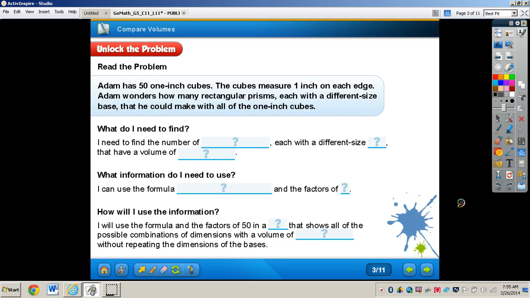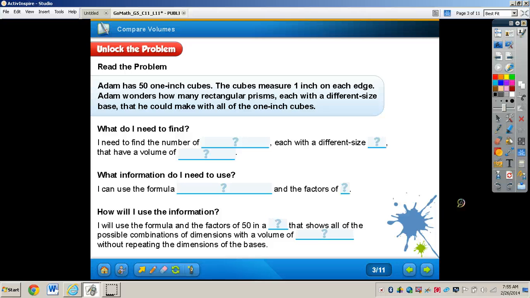Now, we are going to unlock the problem, and just like with any type of problem-solving problem, there are certain steps that we're going to follow. First of all, obviously, you need to read the problem. So the problem reads, Adam has 50 1-inch cubes. The cubes measure 1 inch on each edge. Adam wonders how many rectangular prisms, each with a different size base, he could make with all of the 1-inch cubes.